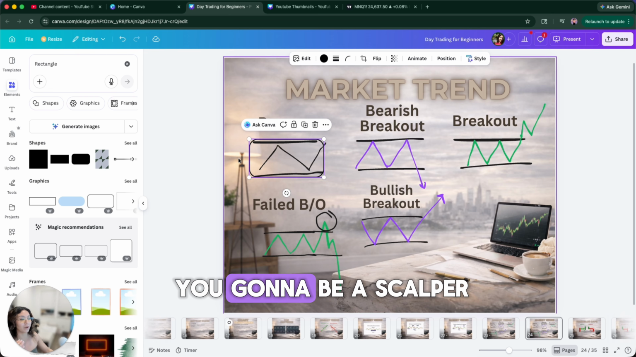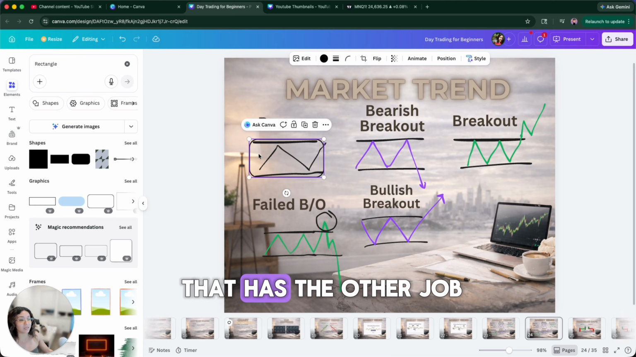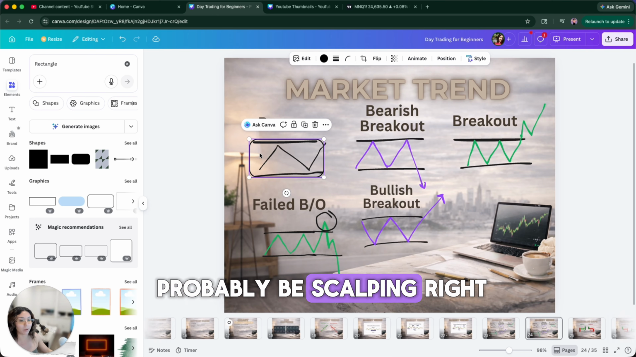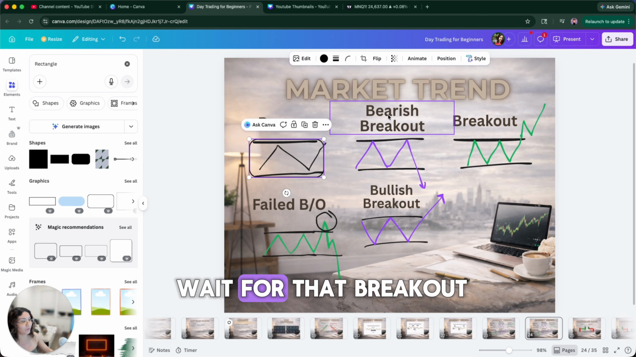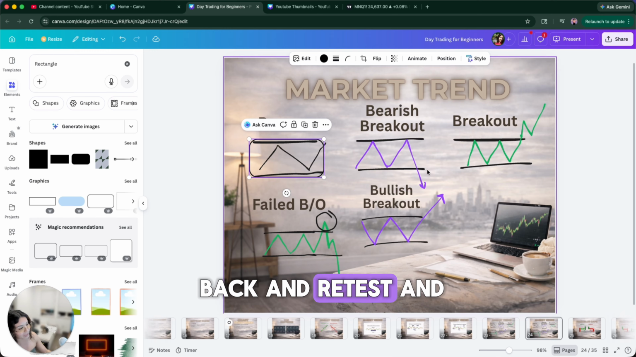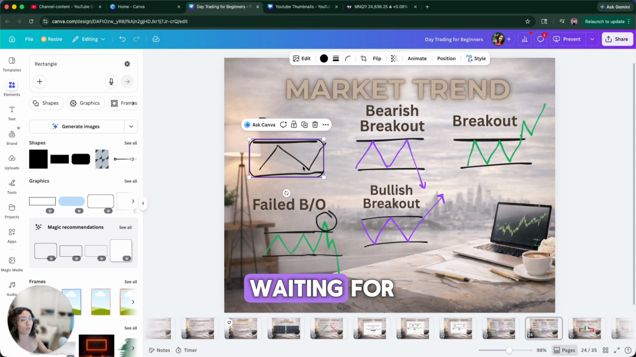So for you, are you going to be a scalper? Because I forget who it was, Dulce or which one of you ladies it was that has the other job. The best way for you to trade would probably be scalping, just like how Baby Joker does it, because if you're going to wait for that breakout, you're going to have to wait for it to break out and then also come back and retest and then take the trade, and that may take a while. And then maybe New York is better for you because it's faster. You get a fast move and you're not waiting for an actual move to happen.